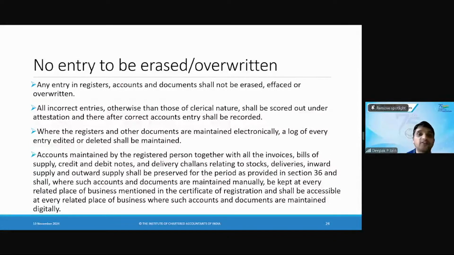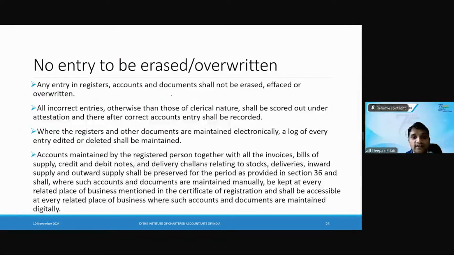नाउ नो एंट्री टू बी एरेस्ड. अगर आपने कुछ एंट्री कर दिया है उसको आप एरेज नहीं कर सकते. यू शुड नॉट एरेज इट. यू कैन स्ट्राइक इट ऑफ और यू कैन टेल इट एज कैंसल्ड, बिकॉज इफ इट गेट्स एरेज्ड अप तो फिर वो ऑडिट ट्रेल मेंटेन नहीं होगा. यू कांट नो व्हाट यू हैव एरेज्ड. सो यू शुड नॉट एरेज एनीथिंग. यू हैव टू कैंसल इट.